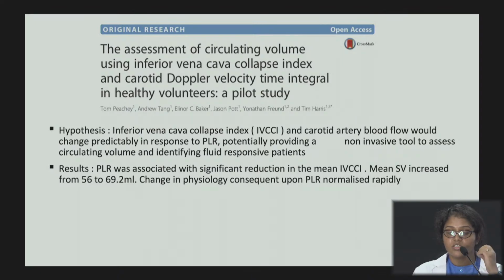The disadvantage of this is that with the passive leg raise test, whatever changes there are in the collapsibility of the IVC are very short-lived. It doesn't even give us much time in all the subjects to measure the significant change that it has caused in the collapsibility index.